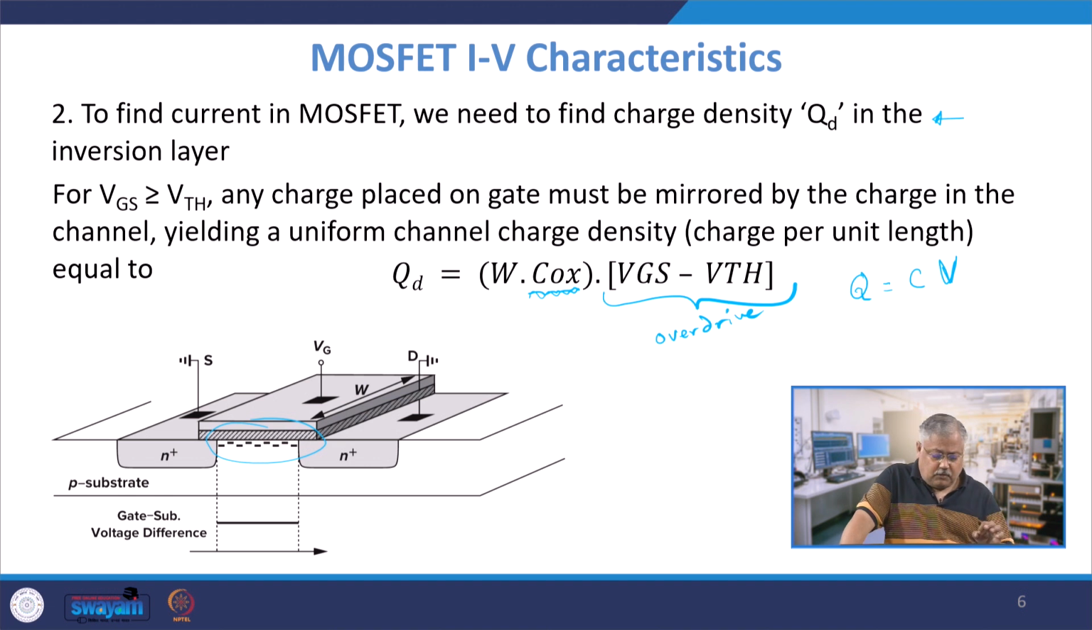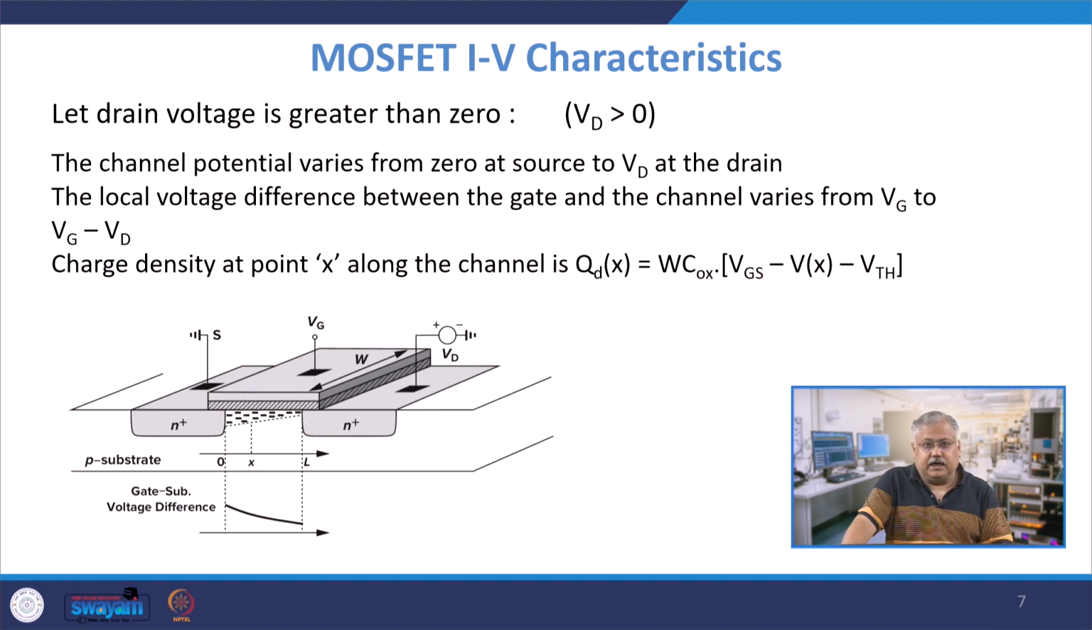The left hand side figure shows that the source and the drain are both grounded. It effectively means that there is no electric field in the longitudinal direction. Longitudinal means this direction. There is no electric field in this direction, but there is an electric field in this direction, the transverse direction. So, please keep that in mind while understanding this subject.